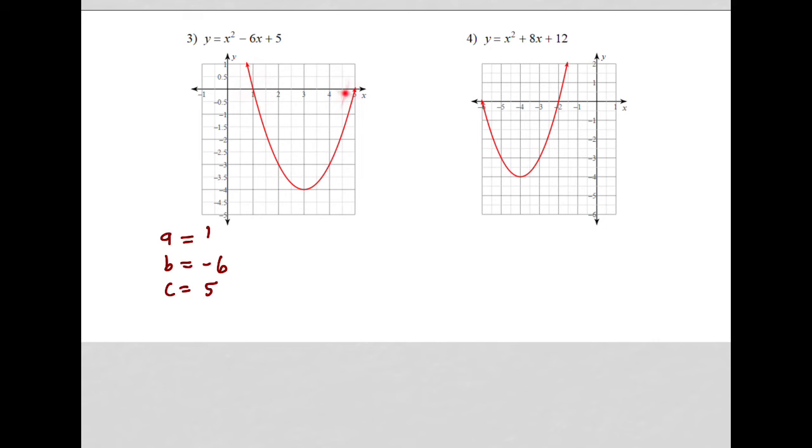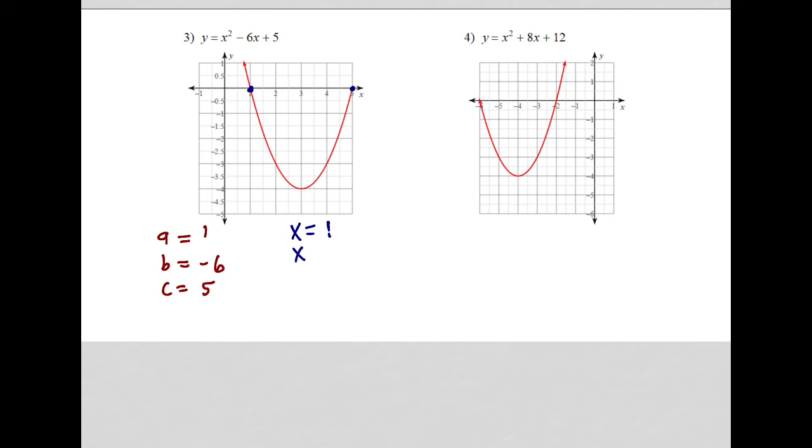Then we want our x-intercepts. Again, it's where this function is crossing through the x. It's crossing right there, and you can see right there where it touches. So we'll draw our points there, and that's at x is equal to 1 and x is equal to 5.